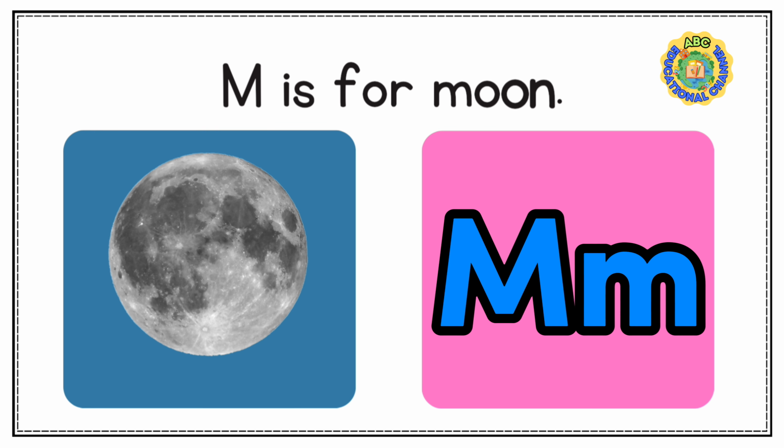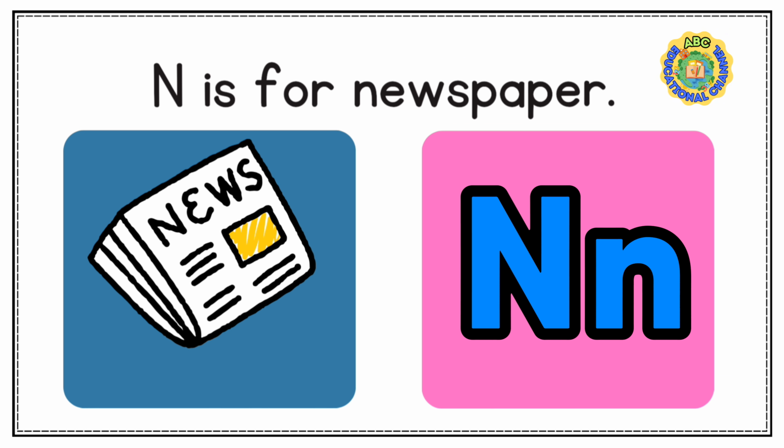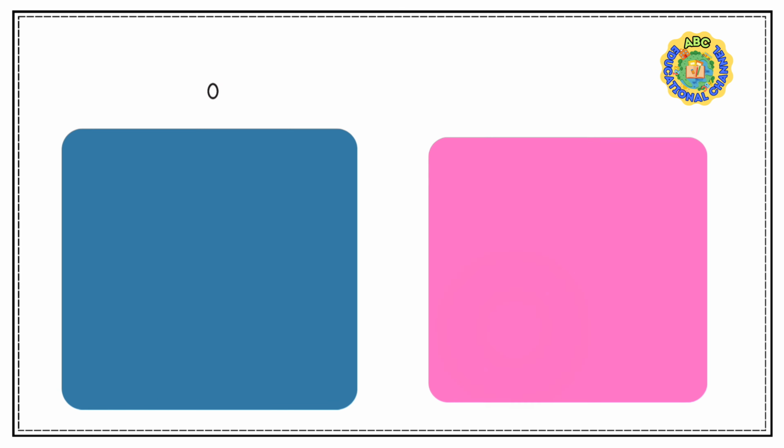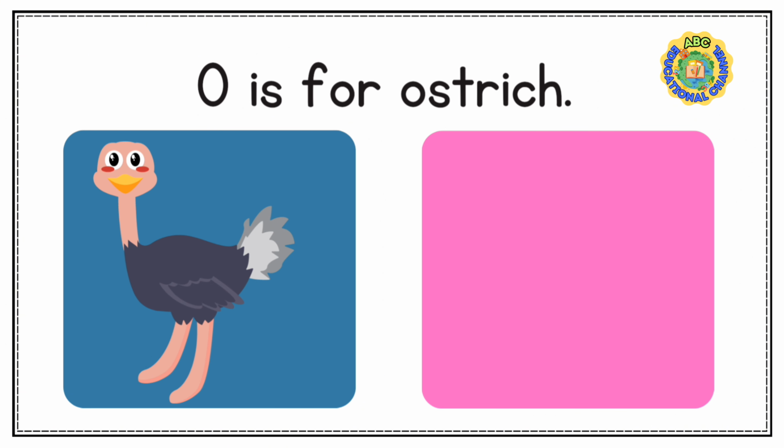M is for moon. Moon. N is for newspaper. Newspaper. O is for ostrich. Ostrich.